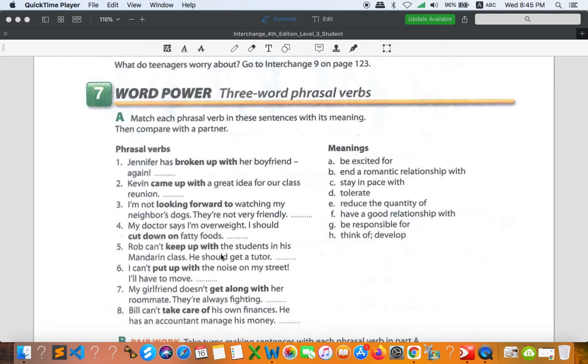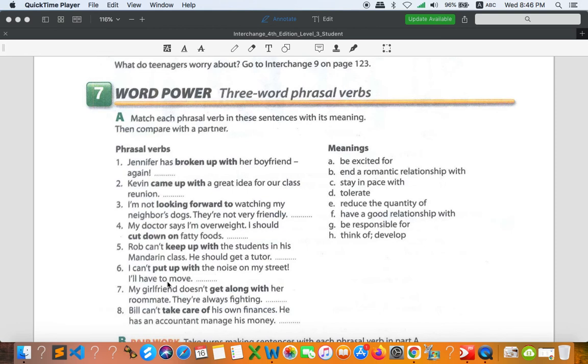Number 6, I can't put up with the noise on my street. I have to move. Put up with alone is tolerate. So this one, tolerate, is the correct answer. And when you say I cannot, it's just like intolerant. But because we focus only on the 3 word phrasal verb, the meaning is tolerate. So it's just like you can't be patient with the noise on the street. You have to move to a new place.